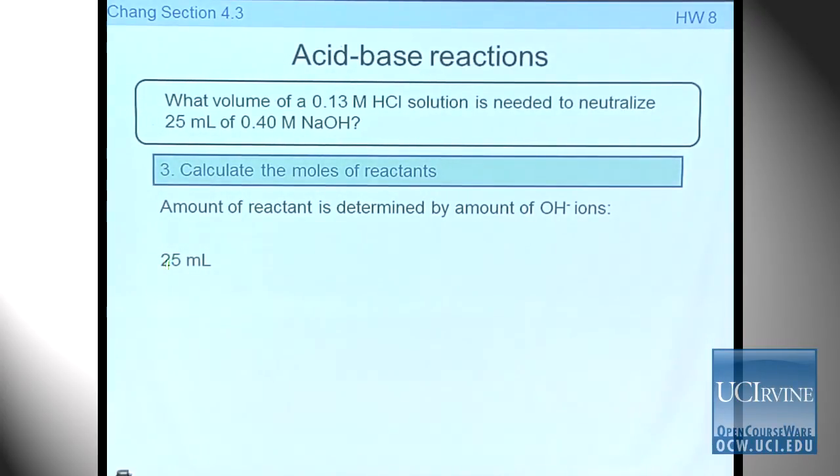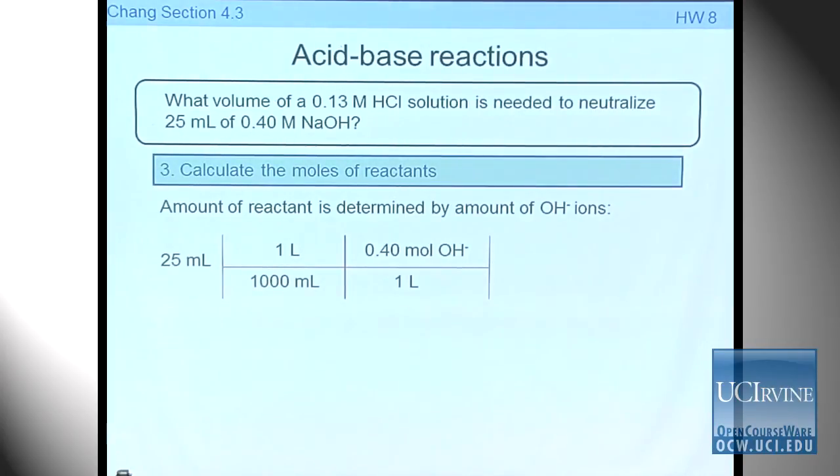But this is in milliliters, and molarity is in moles per liter. So I convert this very quickly into liters. 1000 milliliters in 1 liter, mL strikes out. Now this is in liters. And then multiply it with the molarity, 0.4. 0.4 moles per liter.